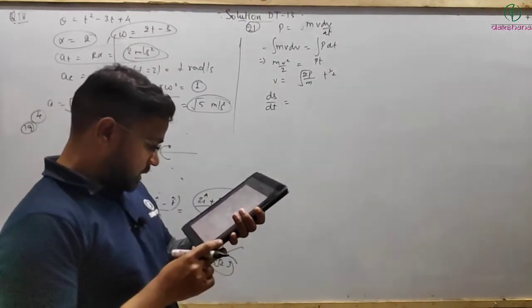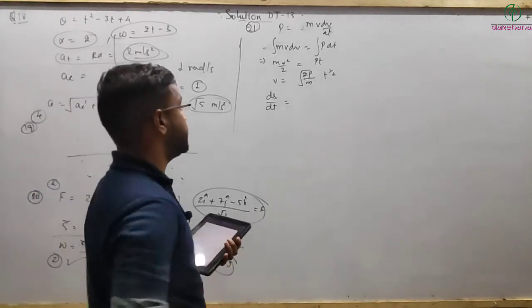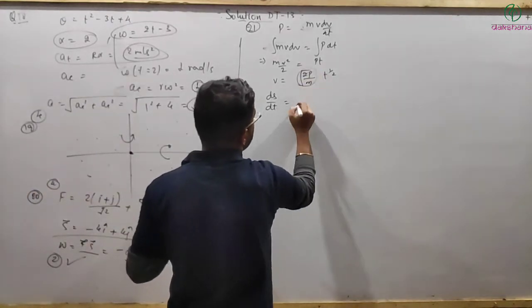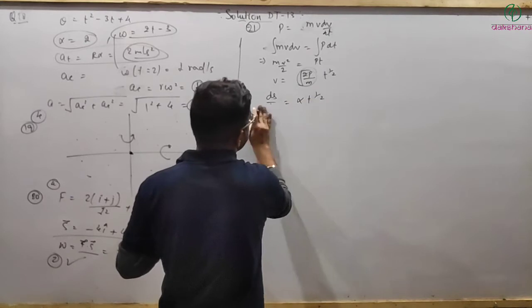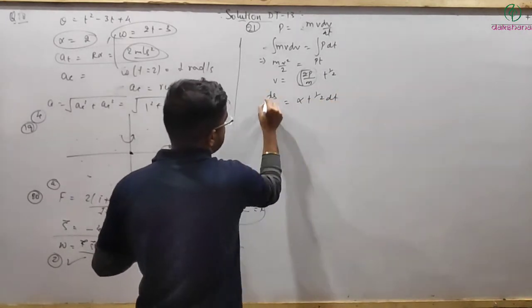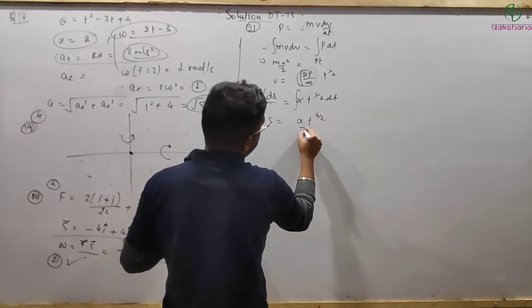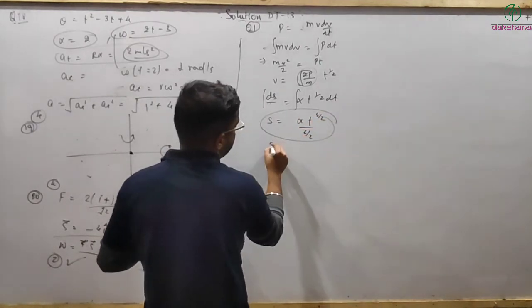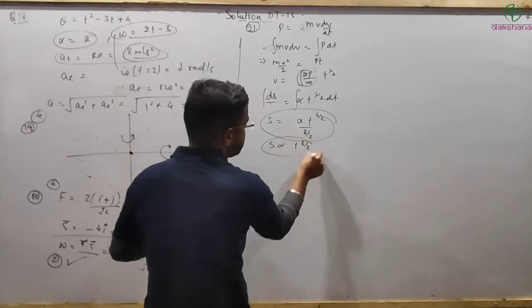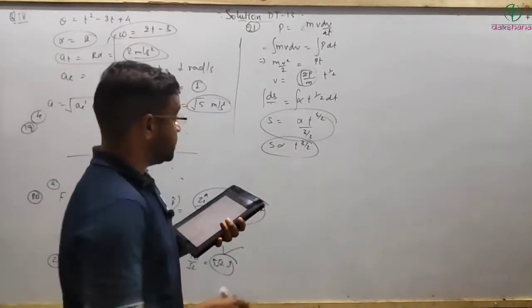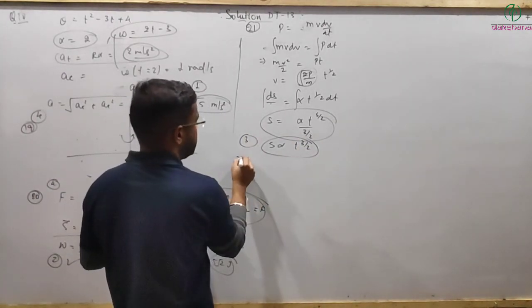Is there any option? No, it's only about s. Let's check for that too. So v is some alpha into t power half. This implies ds equals alpha t power half into dt. Integrating again, s is equal to alpha t power 3 by 2 divided by 3 by 2. So s is directly proportional to t power 3 by 2, which is matching with option number 3. So that is the answer to question number 21.